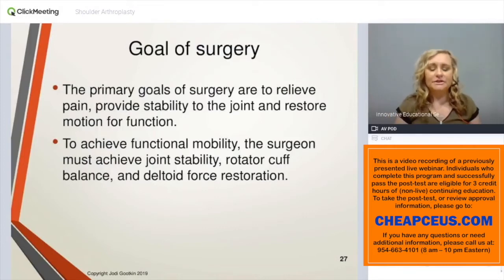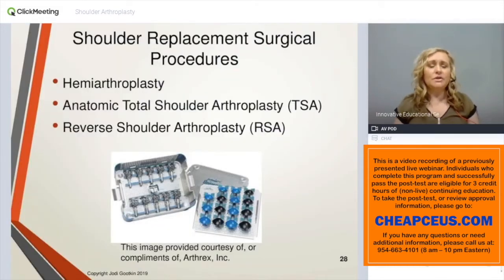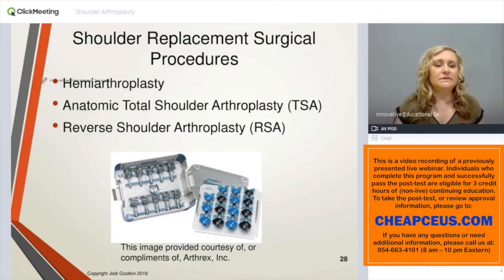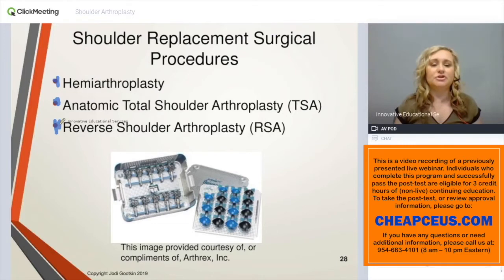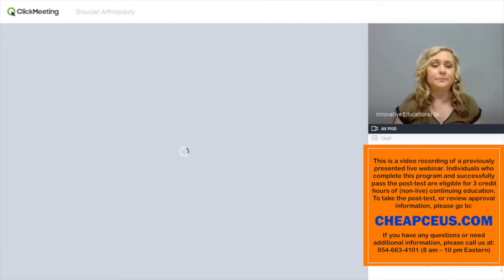The goal of surgery for individuals is looking at restoring function, decreasing pain for the individual. When we look at the different types of shoulder replacement, there are several different procedures that can be performed: a hemiarthroplasty, the anatomic total shoulder replacement, and then the reverse shoulder arthroplasty, all with different modular components that we're going to take a look at.